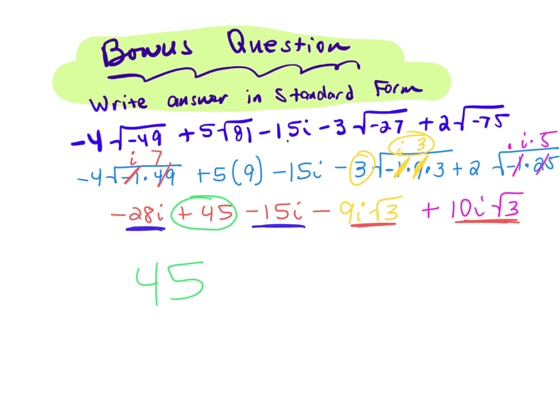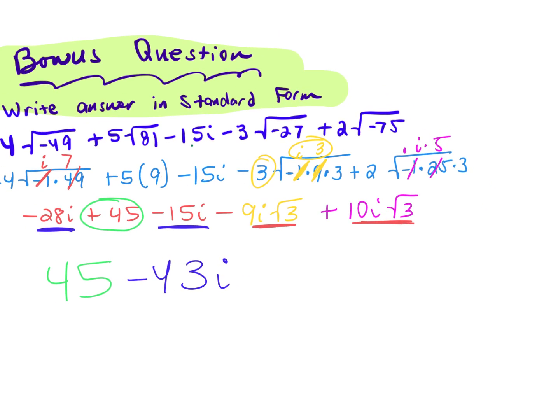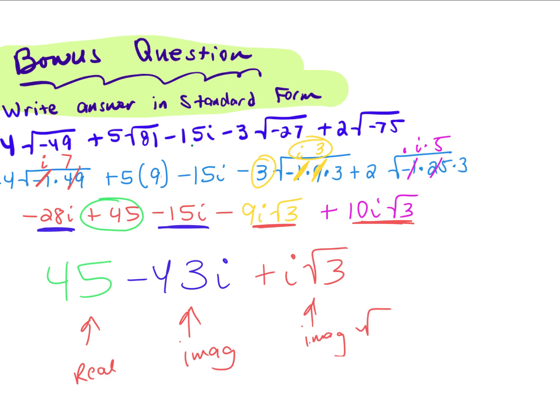Does that make sense? So what's negative 28 and a negative 15? Negative 43 what? i. Good. And then what's the last bit? What's a negative 9i and a positive 10i? Plus i square root of 3. You cannot combine any more. This is real. This is imaginary. And this is imaginary with a root. If the roots are the same and it's imaginary, then go ahead. As long as it's like terms, but you cannot go any further than that.